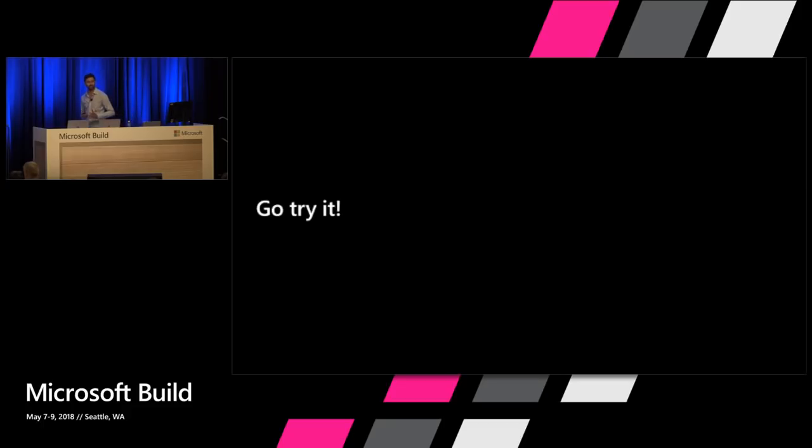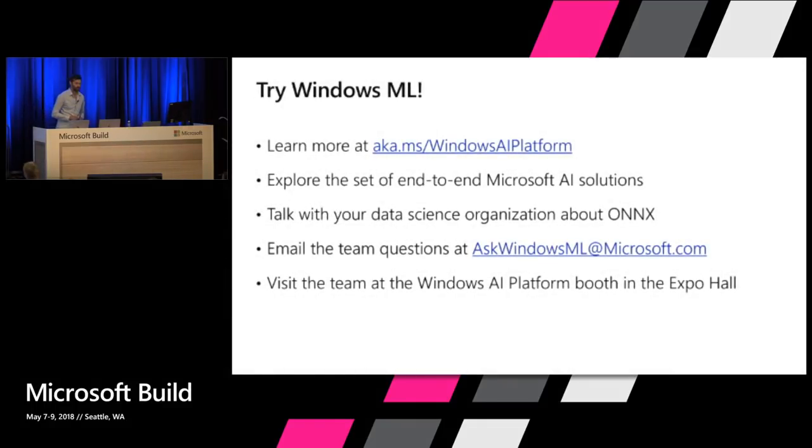So we're getting near the end of the talk, and the one thing that I want you to walk away with is you should go out and try Windows ML. If you want to learn more, you can go to this URL, which is our current documentation, to learn much more about Windows ML. You can explore the full set of Microsoft end-to-end AI solutions, and this conference is a great opportunity to do that. From Azure Machine Learning Services, Custom Vision, Azure Batch AI, all the way down to the intelligent edge with Windows ML.